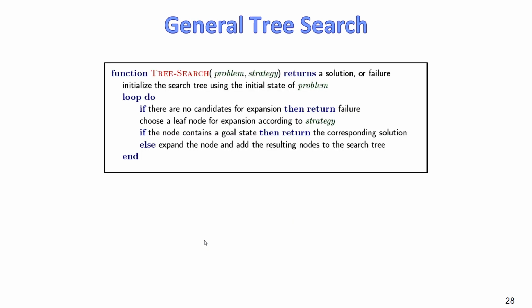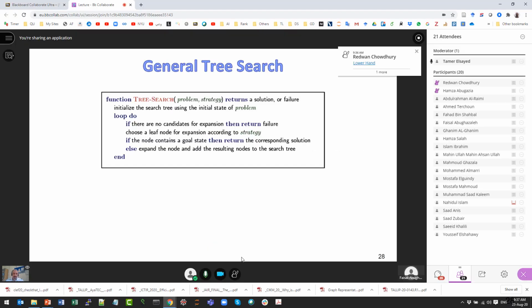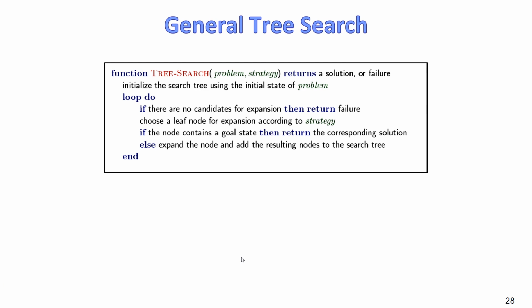Before taking your questions, I know that you might have some questions, let me go through this pseudocode, and then I will take, inshallah, your questions. So this is the algorithm that we just described in the previous slide. The tree search algorithm takes the problem, which includes the state space with the four components that we discussed earlier, which are, if you remember, the states or the state space, the successor function, the start state, and the goal state.